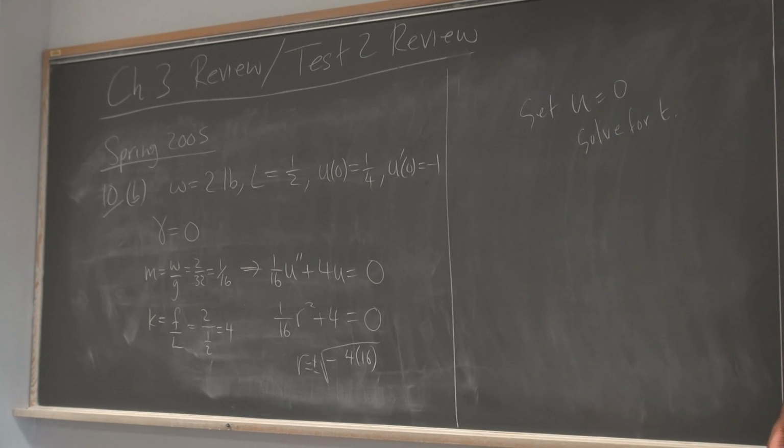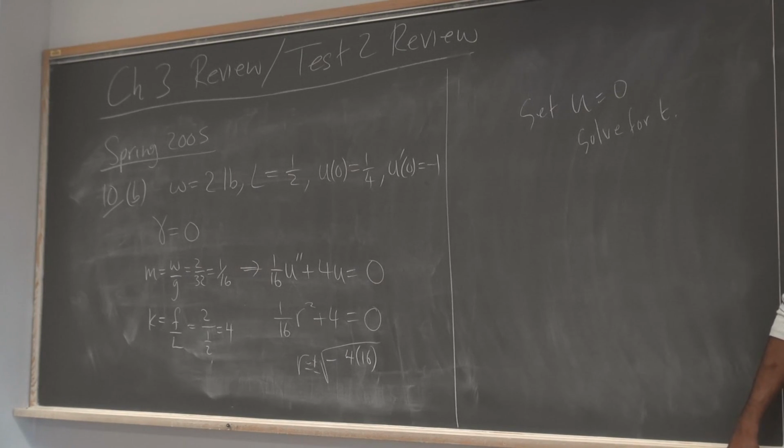Right, so they say, when does it first return to the equilibrium position? Equilibrium position is position 0. Just find when it hits position 0. And the first time would just be the smallest t value, because they said the first time.